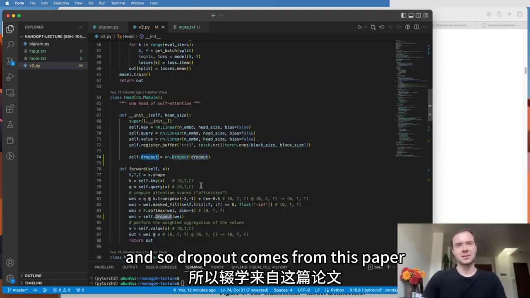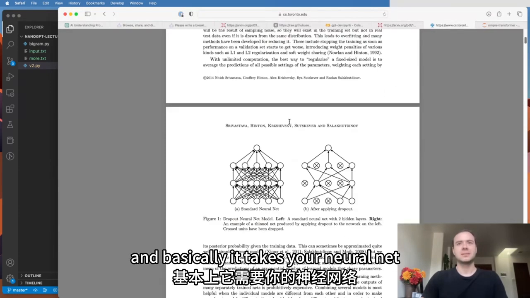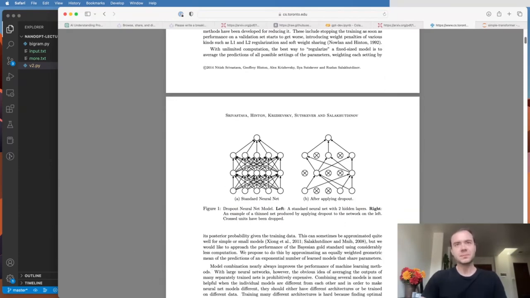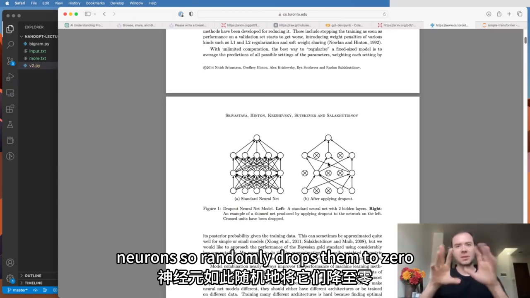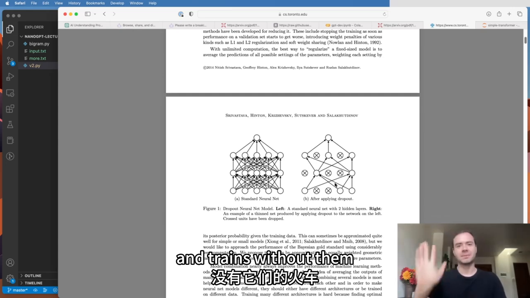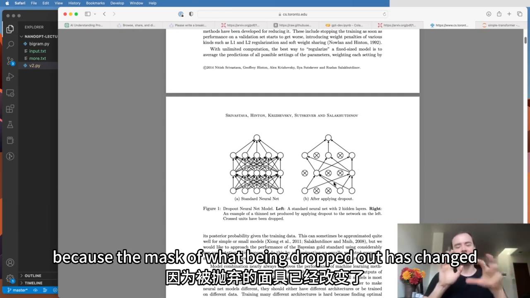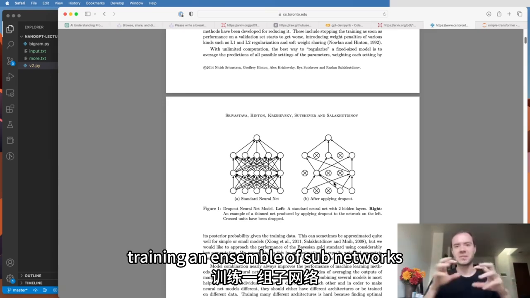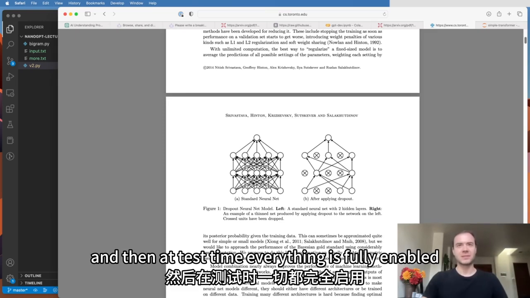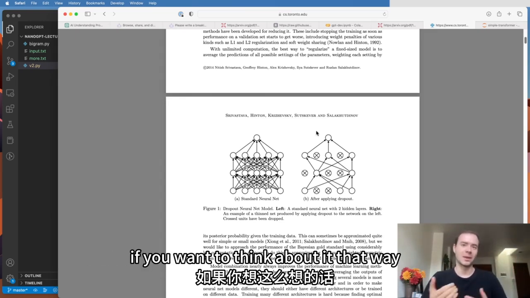And so dropout comes from this paper from 2014 or so. And basically it takes your neural net and it randomly, every forward-backward pass, shuts off some subset of neurons. So randomly drops them to 0 and trains without them. And what this does effectively is, because the mask of what's being dropped out is changed every single forward-backward pass, it ends up kind of training an ensemble of subnetworks. And then at test time, everything is fully enabled and all of those subnetworks are merged into a single ensemble, if you want to think about it that way.